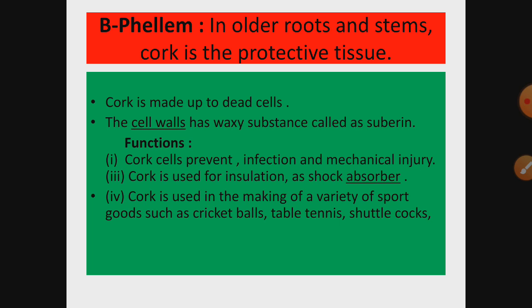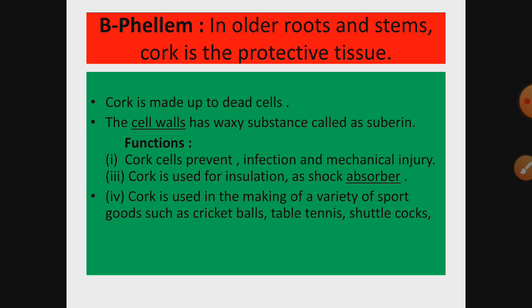The cell wall has a waxy substance called suberin. As in the case of epidermis you had the cuticle, here the chemical present over the cork is suberin, basically for extra protection. Some chemicals are there, and a waxy coating is also there. Now the function of cork is that cork cells prevent infection and mechanical injury, and it is also used for insulation and as a shock absorber, because it has multiple layers of cells.